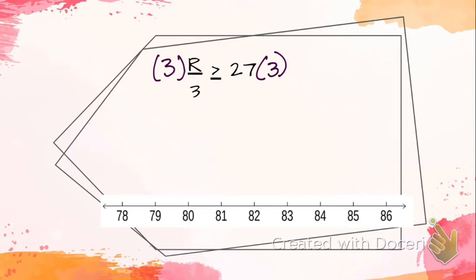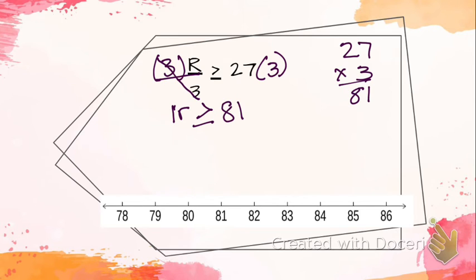Think about this like a fraction. I have 3 on top and 3 on bottom. 3 over 3 is the same thing as 1. So I cancel those and it becomes 1r. These should typically be lowercase, okay? So r is greater than or equal to 27 times 3. Well, 27 times 3 is 81. So this says r is greater than or equal to 81.